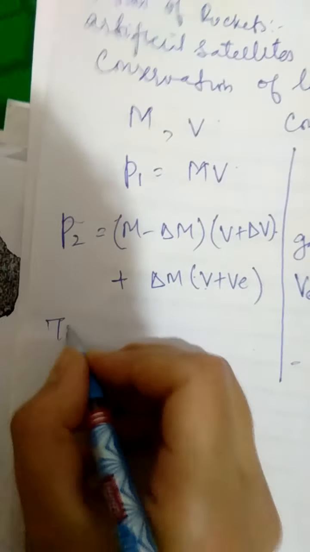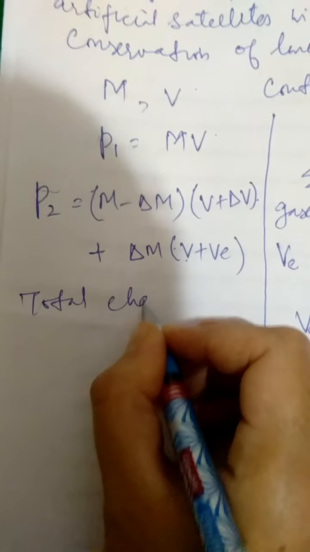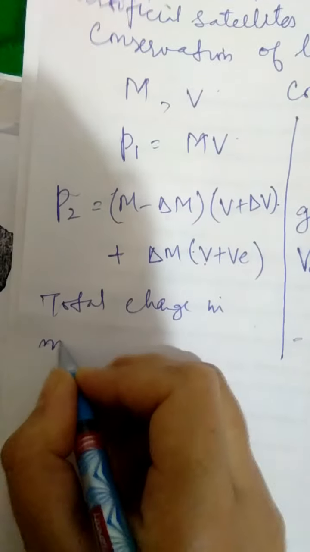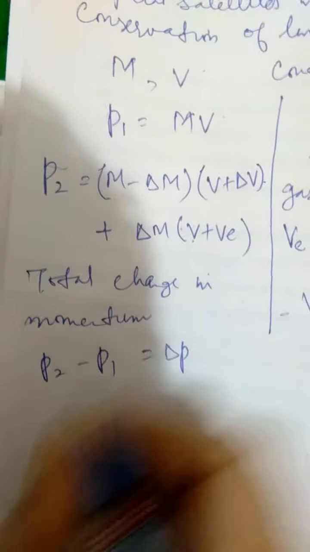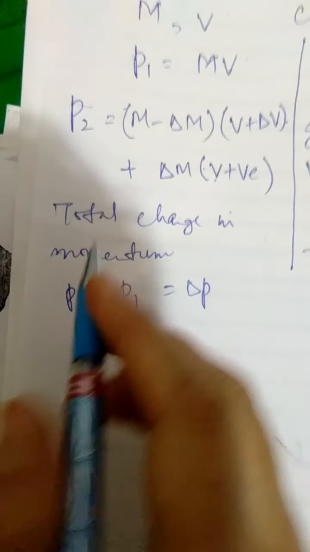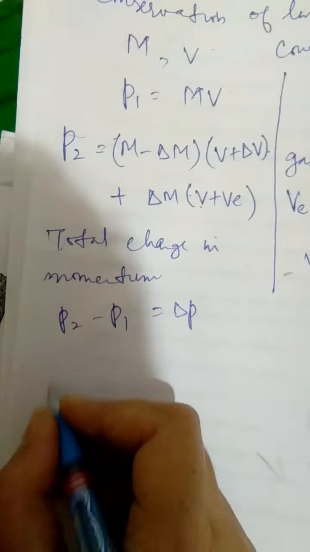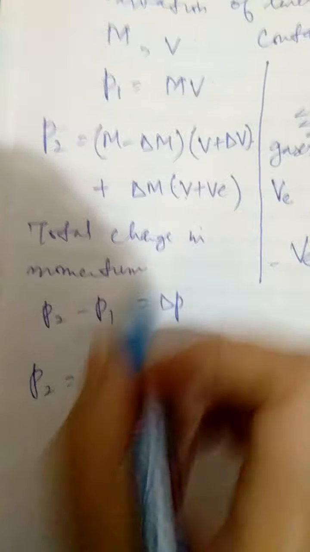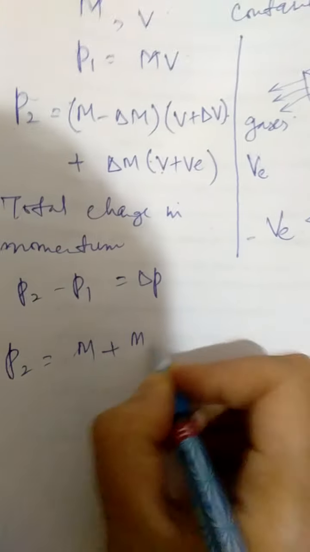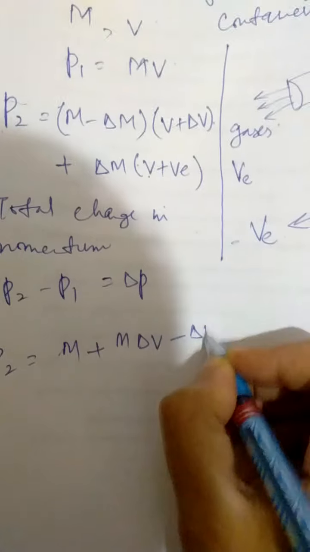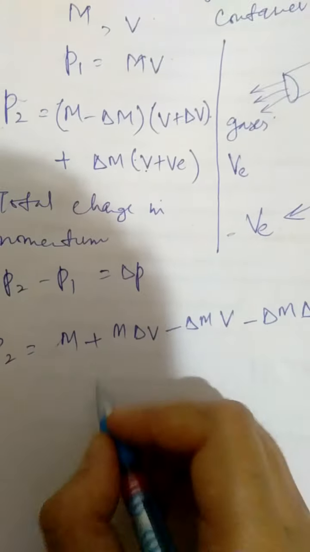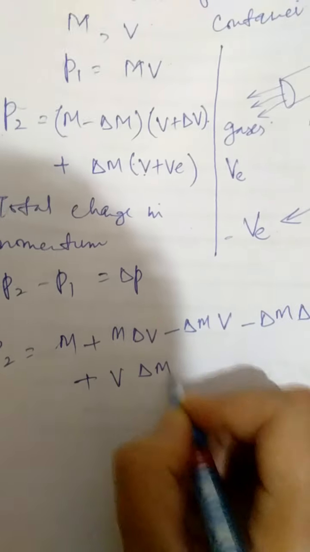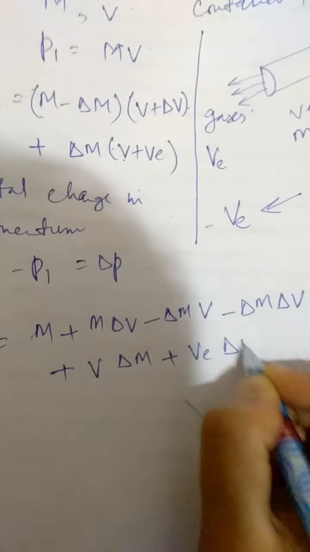Now, what is the total change in momentum? The total change in momentum is P2 minus P1, which is given by delta P. For that, we'll first try to simplify this P2. So write this P2. It is mv plus m delta v minus delta m v minus delta m delta v plus v times delta m plus ve times delta m.